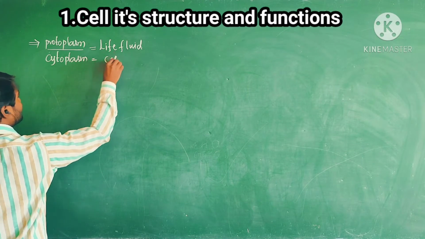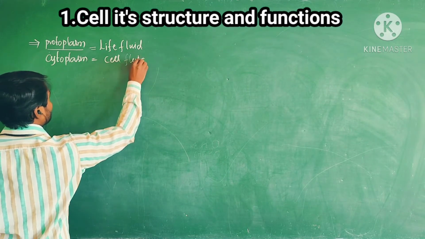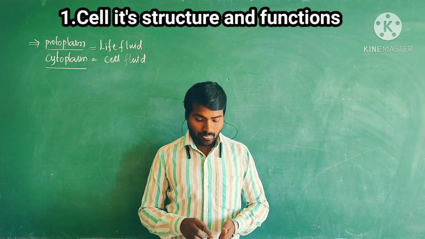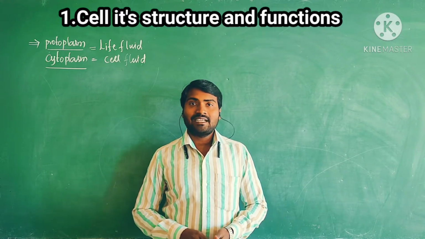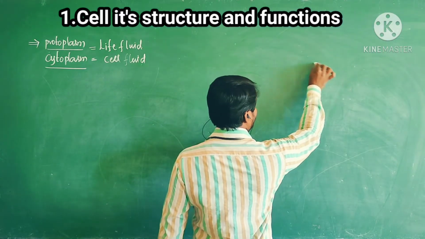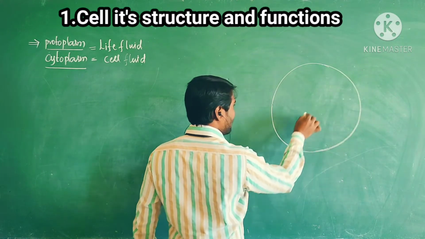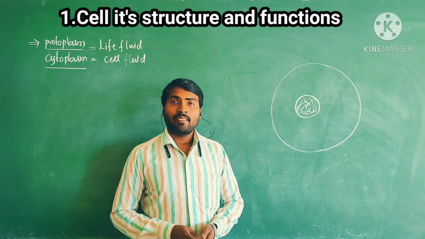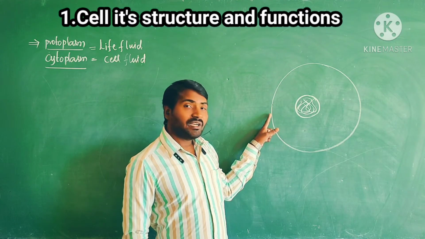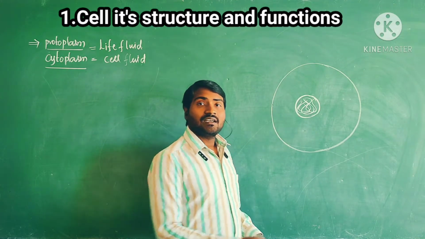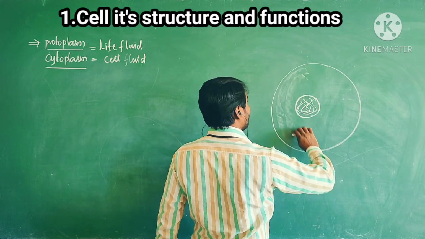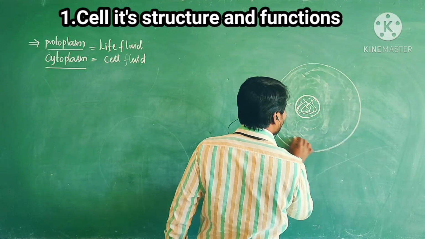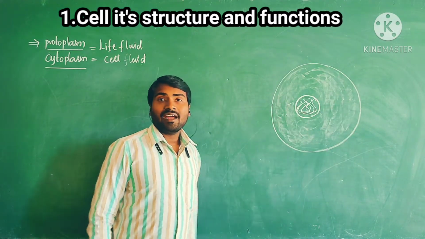Cytoplasm means just cell fluid. So what is the meaning of cytoplasm? It is the fluid, cell fluid. So where is it present? If we see the cell, this is the structure of the cell, and inside the cell we know that there is a nucleus present. Membrane bound nucleus is present. Now in the space between cell membrane and the nucleus, cytoplasm is present. It is like a matrix or a fluid. Fluid portion of the cell is present between the cell membrane and the nuclear membrane.